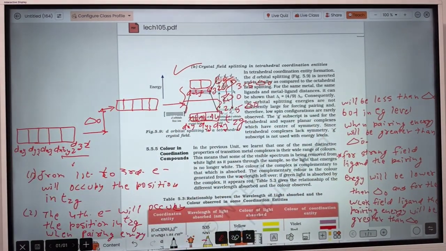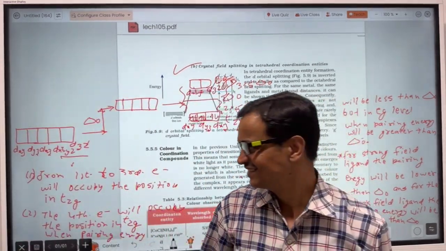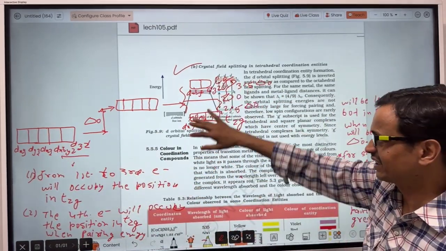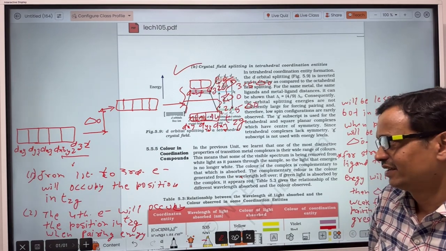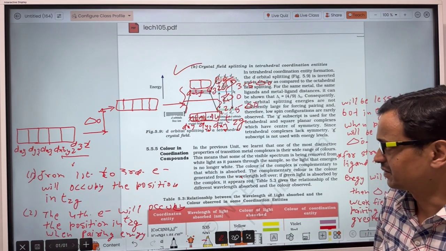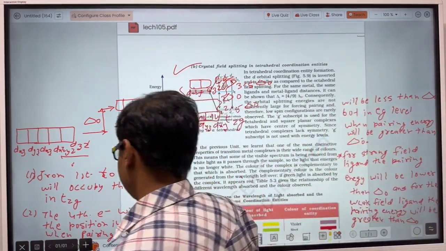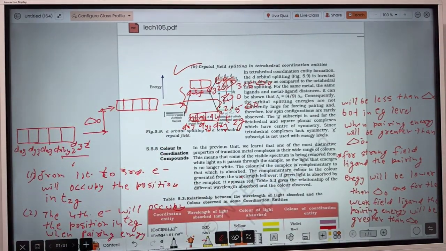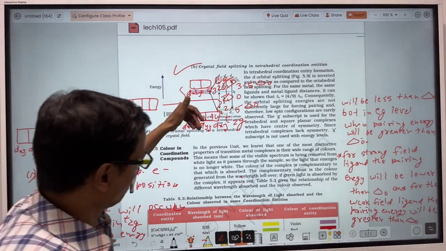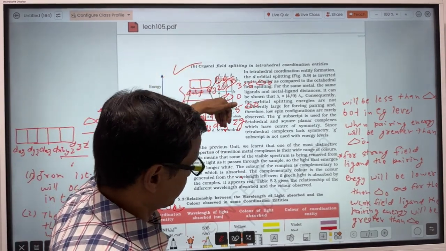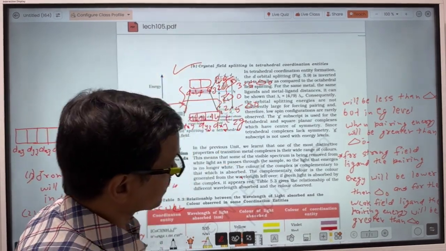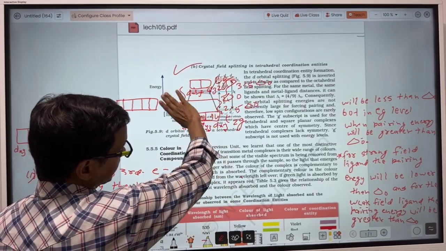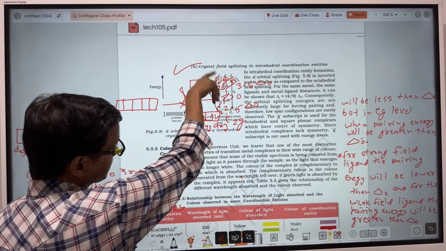Okay guys, this one is very easy. Here I shall also explain why the coordination compound shows color. In case of a strong field ligand, the pairing energy is lower than delta O. So the fourth, fifth and sixth electrons will occupy positions in the T2g energy level. Then the 7th, 8th, 9th and 10th will occupy positions in the Eg energy level.